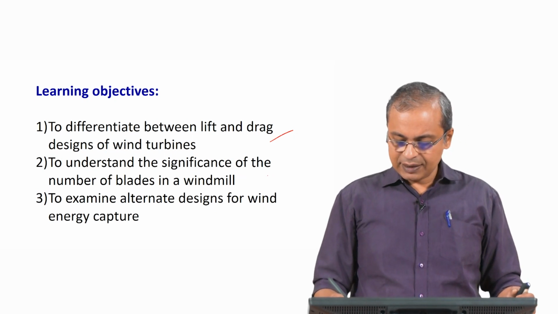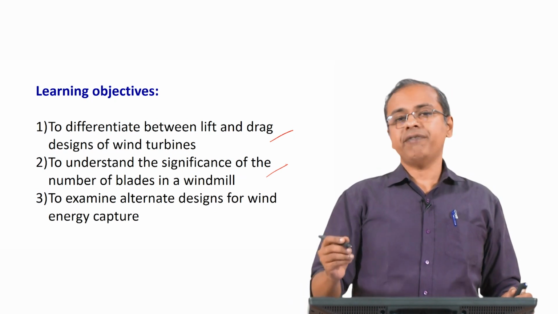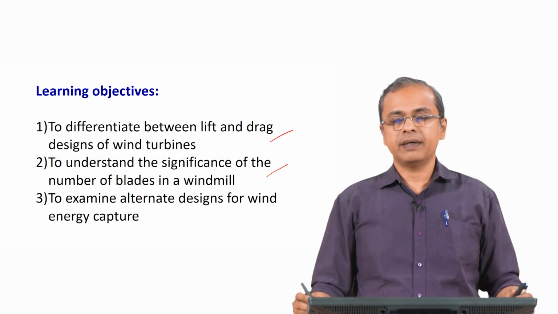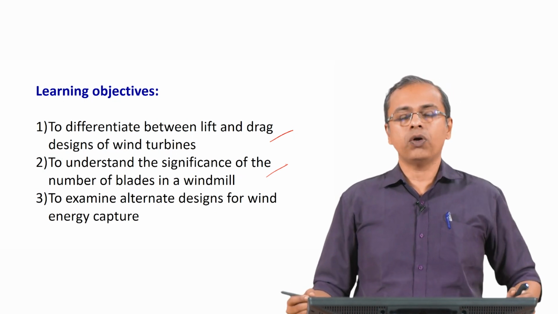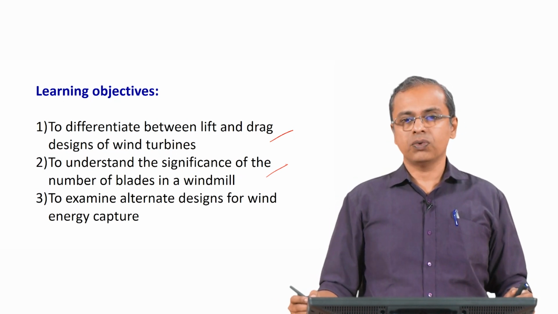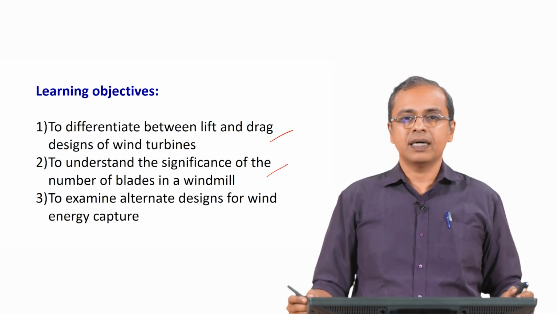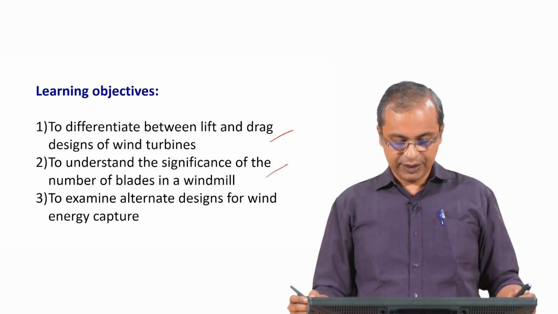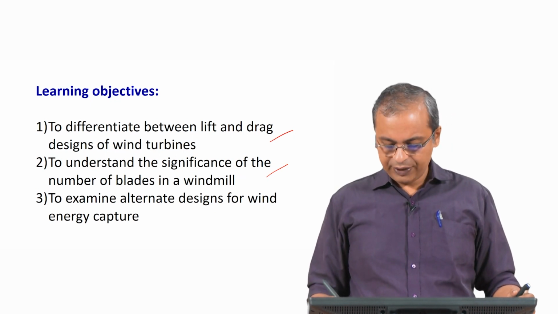The other thing that maybe sometimes we think about, but do not really look at in any great detail, is to understand the significance of the number of blades in a windmill. We traditionally tend to see 3 bladed windmill designs, but what are the options there, and why are most of them sitting at a 3 blade design? Is there some great significance to it, or is it simply a matter of symmetry, things like that? We just need to get a sense of what is involved in terms of the significance of the number of blades, and also alternate designs for wind energy capture.